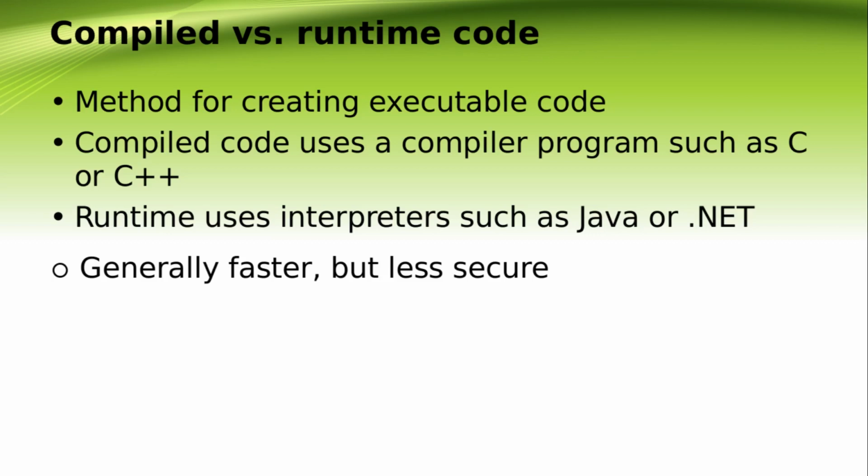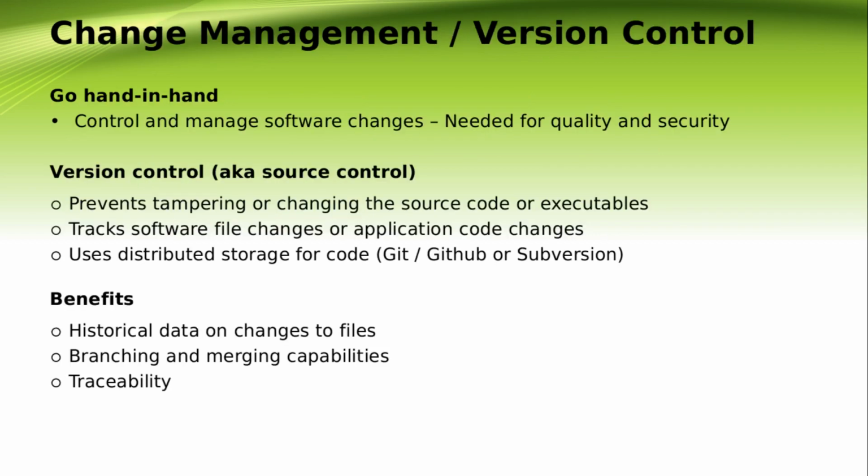So let's move on to the next slide. Change management and version control go hand in hand. Control and manage software changes, a need for quality and security. Version control, also known as source control, prevents tampering or changing of the source code or executable and tracks software file changes or application code changes. Use distributed storage for code, such as Git, GitHub, or Subversion.